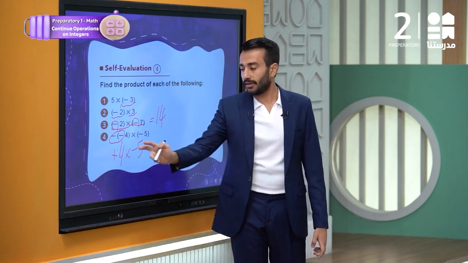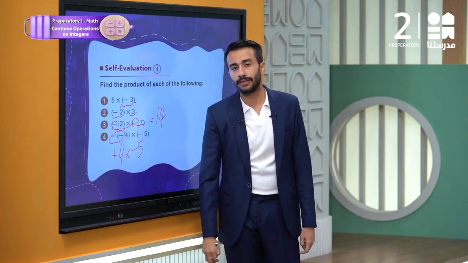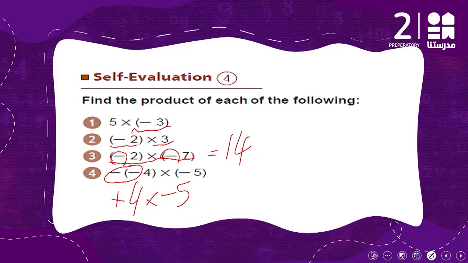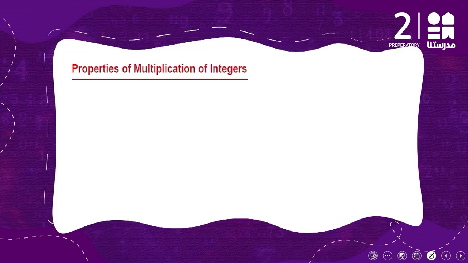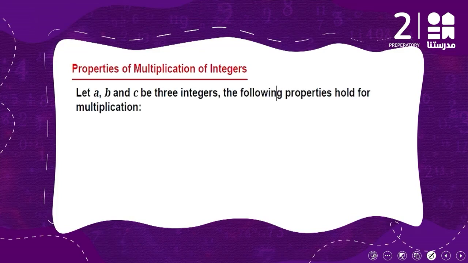Or in another way, if you have 2 different signs, the answer is negative. And if you have 2 same signs, the answer is positive. This is the multiplication rule of signs. So as we said, negative 15, negative 6, 14, and negative 20 are the answers of the last questions.